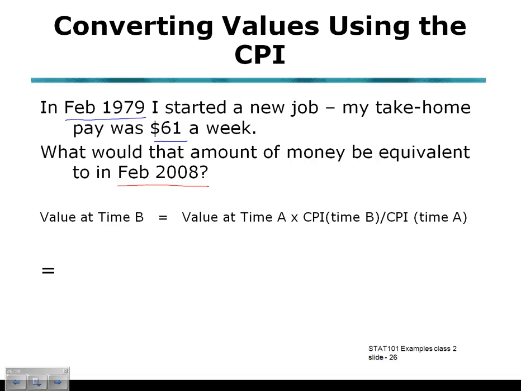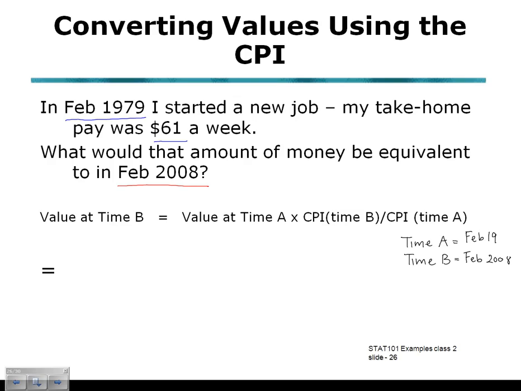So using our formula, value at time B equals value at time A times the CPI for time B divided by the CPI for time A. Defining our time A and time B. Time B is the period that we're interested in, so that's our February 2008. Time A was the period that we have the take-home pay of $61 a week.